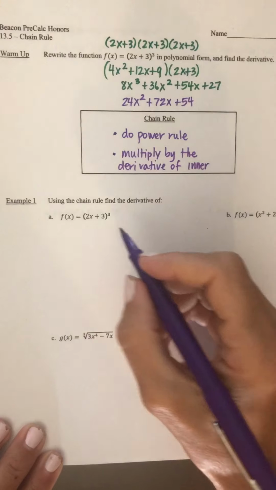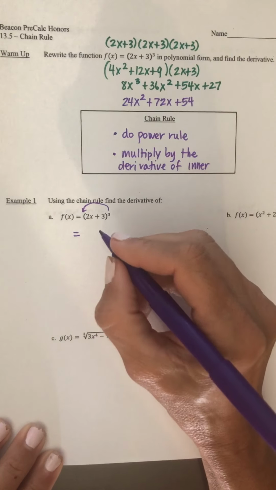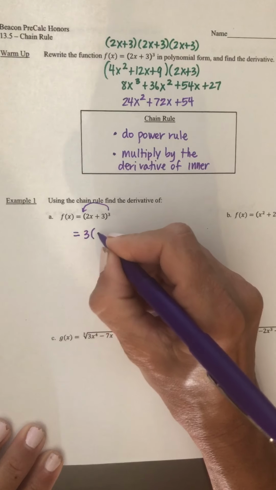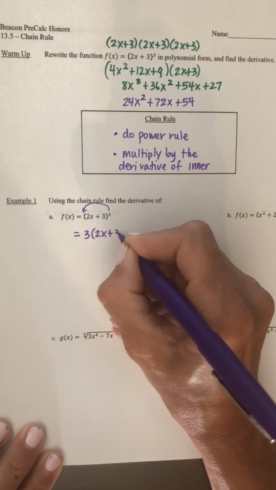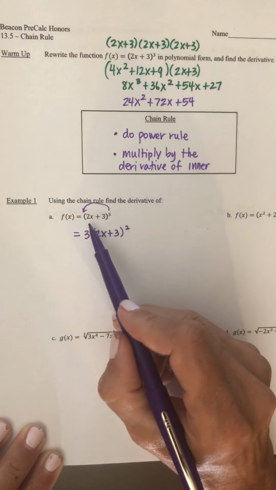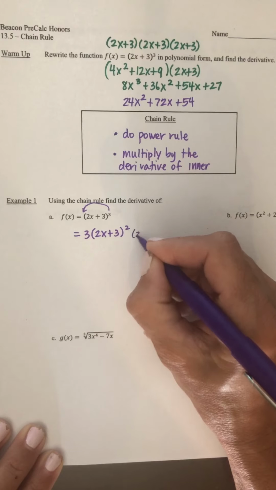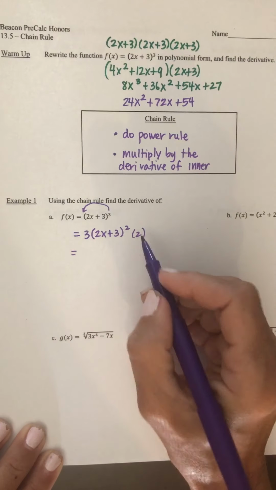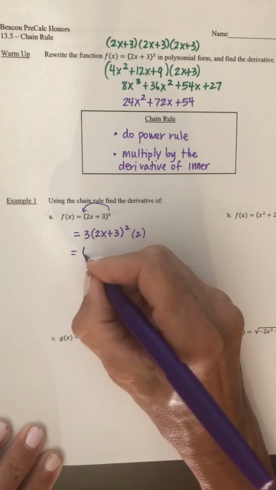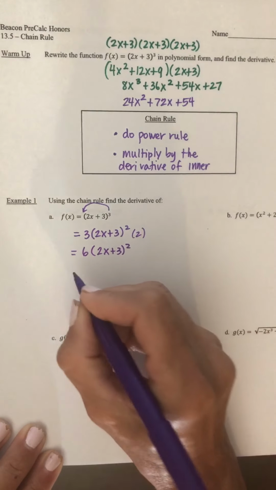So we're going to do the power rule. Doing the power rule, I drop that in front, so I get a 3 times 2x plus 3 squared, and now I'm going to do the derivative of the inner. The derivative of the inner is just a 2. And we can kick in the 2 times 3, which would give us 6 times 2x plus 3 squared.